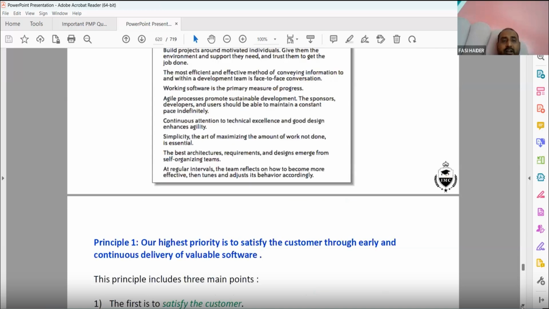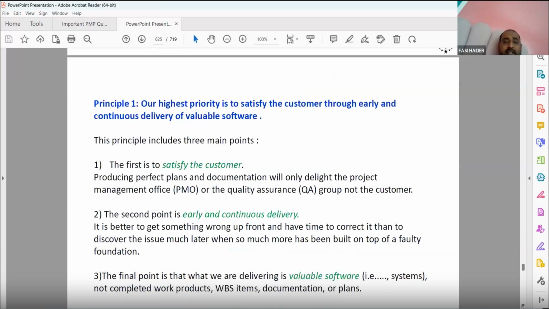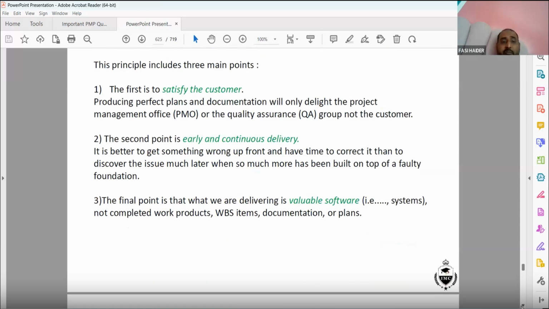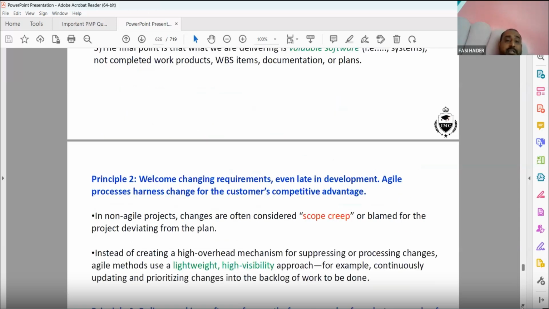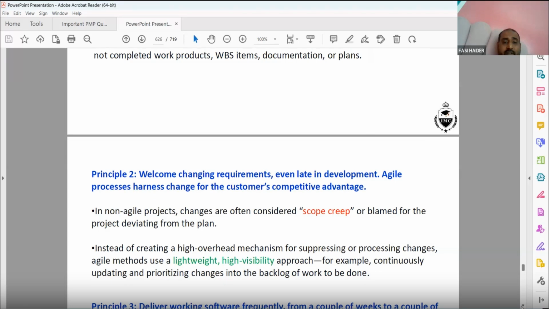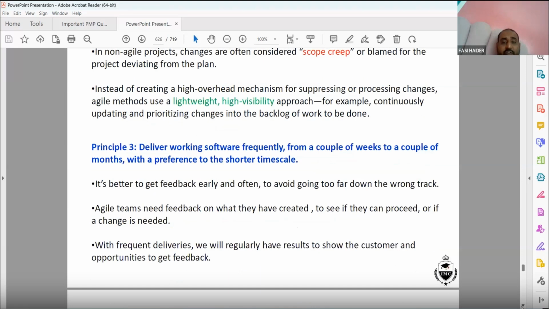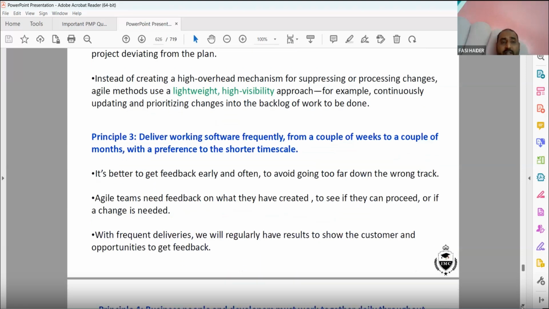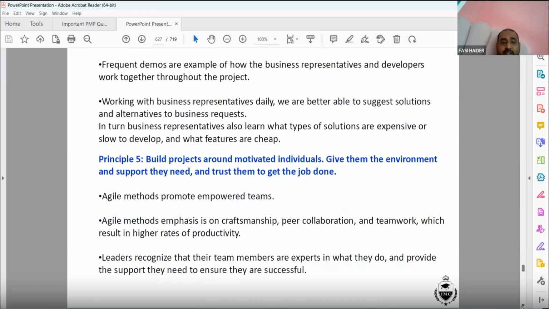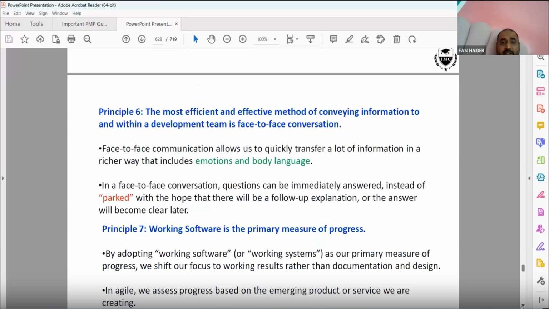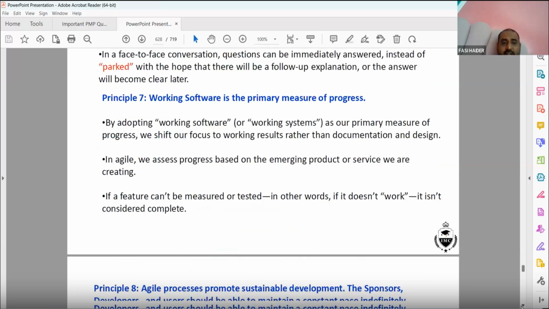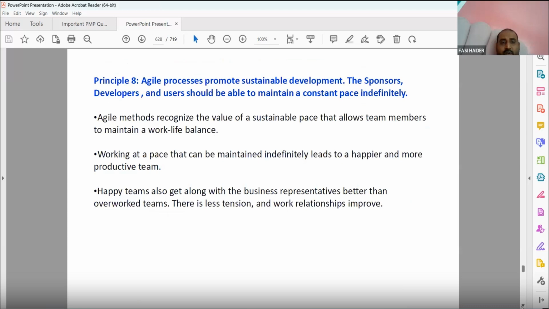The 12 principles: our highest priority is to satisfy the customer through early and continuous delivery of valuable software. Welcome changing requirements even late in development. Agile processes harness change for the customer's competitive advantage. Deliver working software frequently, from a couple of weeks to a couple of months. Business people and developers must work together. Build projects around motivated individuals, the most efficient, effective method. Working software is the primary measure of progress. So these are the 12 things that you do.